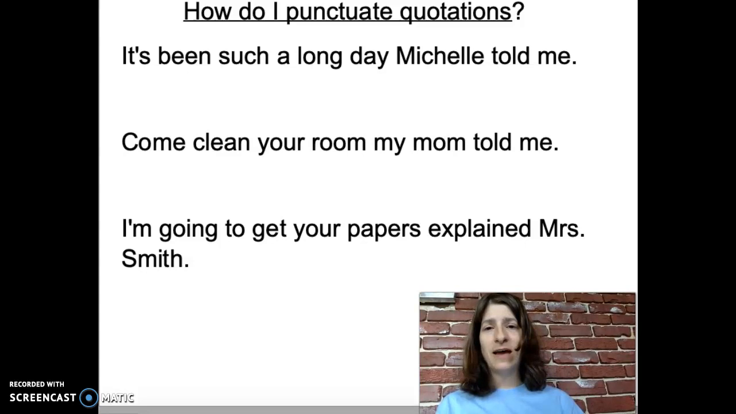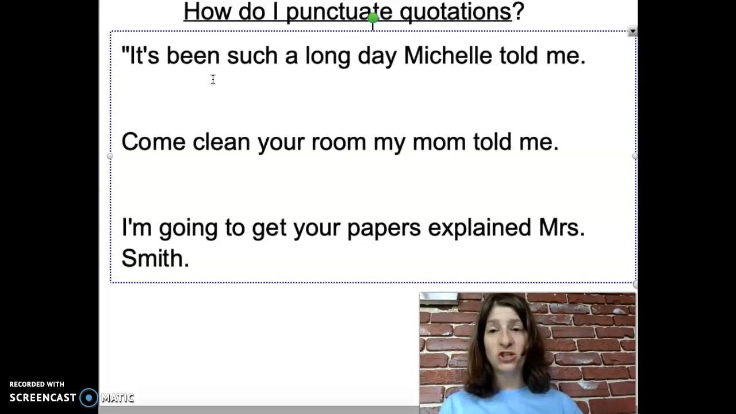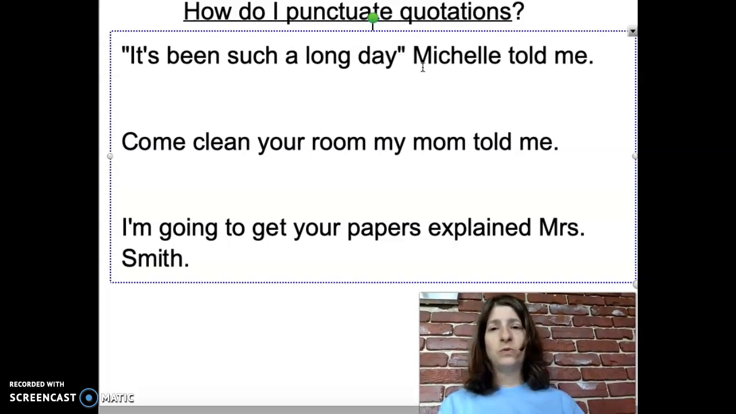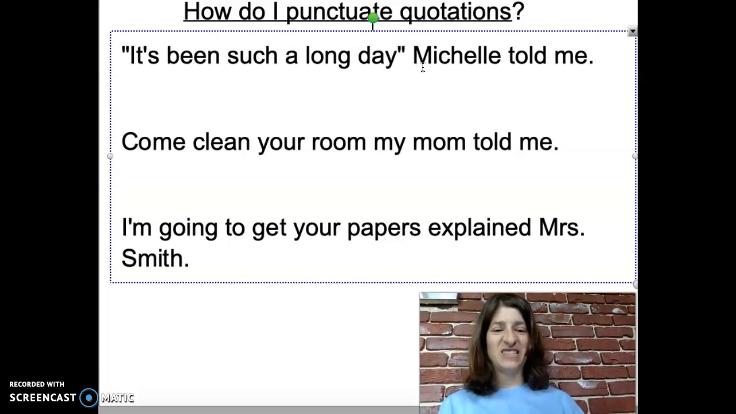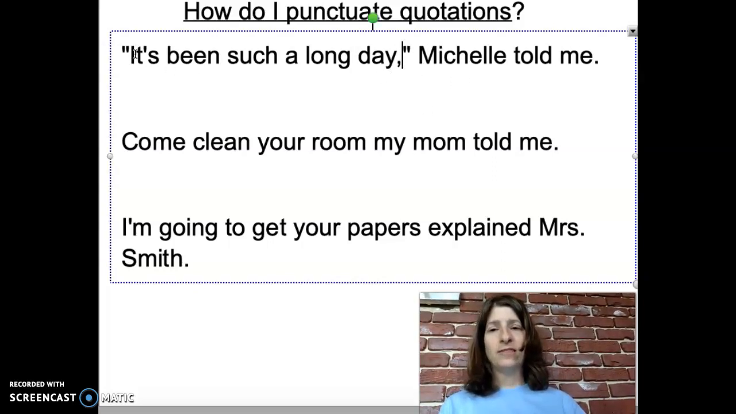Let me just grab some tools here. So, it's been such a long day, Michelle told me. What did she actually say? Well, she said, it's been such a long day. Now I have to separate that between what she said and the phrase that's the said part with her name. I also have to make sure that the beginning of the quote has a capital, which it already does. It's been such a long day, Michelle told me.